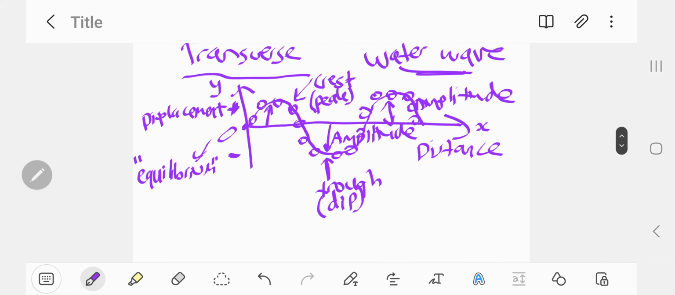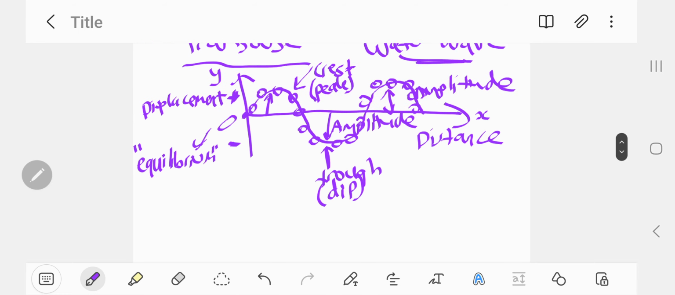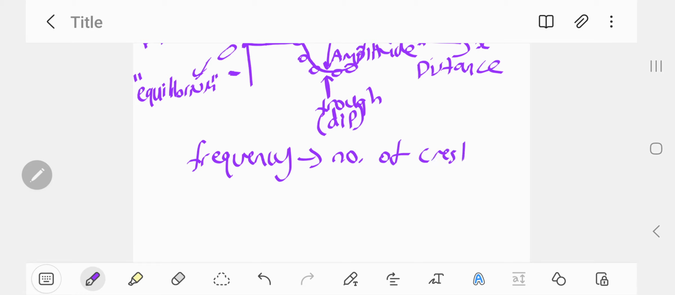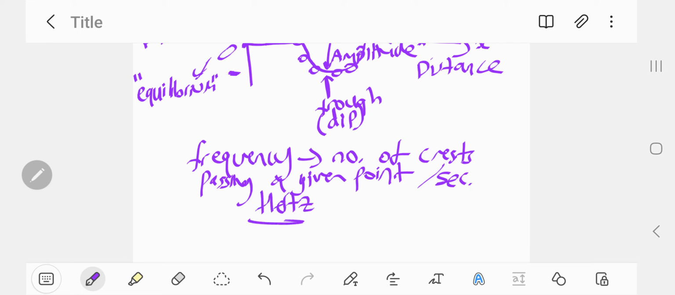Now, the number of waves passing through a certain point in 1 second is called the frequency. I'll talk more about that in another video. Frequency, by definition, is the number of crests or waves passing a given point per second. It's given the units of Hertz, named in honor of the German physicist Heinrich Hertz, who experimentally discovered radio waves in the 1880s. H and a small z in his honor.